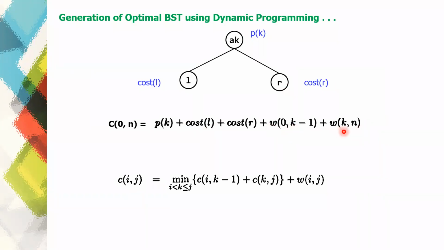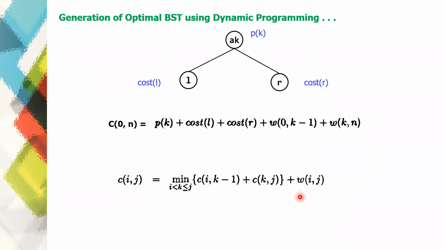And how to calculate these weights? How to calculate the costs? How to calculate the cost of the entire tree? I'll be discussing in detail in the next session, where I'll also solve an example problem using this generic formula. This is the generic formula for calculating the cost of a tree, where the tree contains nodes from I to j.